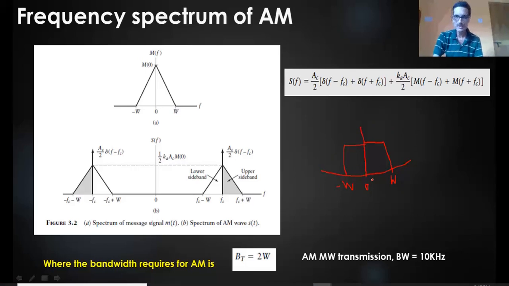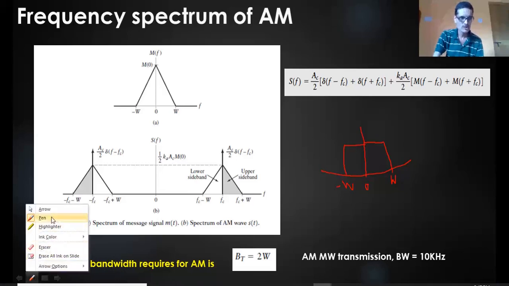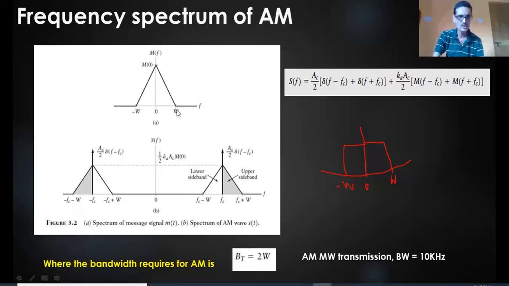It's a low pass signal because the frequency extends from 20 Hz to 20 kHz for an audio band in radio broadcasting. 20 Hz is almost equal to 0 Hz, so I start with 0 Hz up to 20 kHz. The highest frequency is 20 kHz, which is a low pass. Here W is a low pass component. So this is your original message signal, M of f.